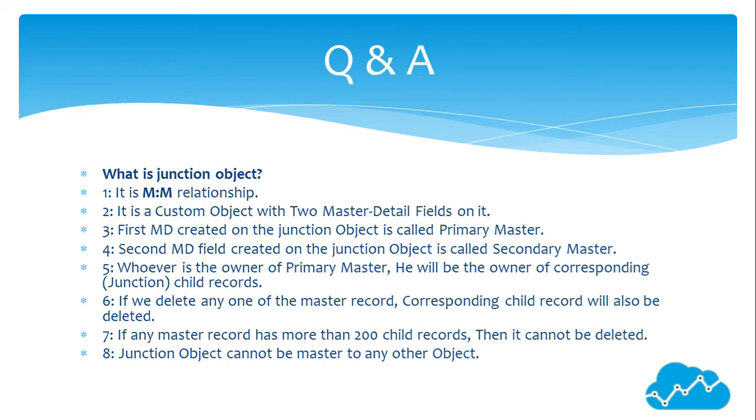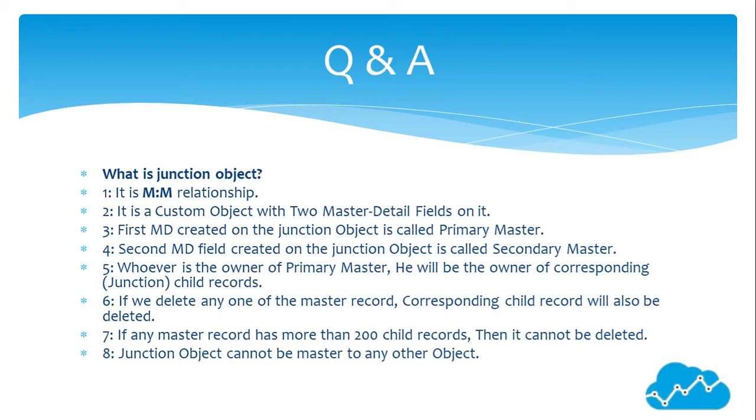What is a junction object? It is a many-to-many relationship. It is a custom object with two master detail fields on it. The first master detail field created on the junction object is called the primary master. The second master detail field created on the junction object is called the secondary master. Whoever is the owner of the primary master will be the owner of the corresponding child records.